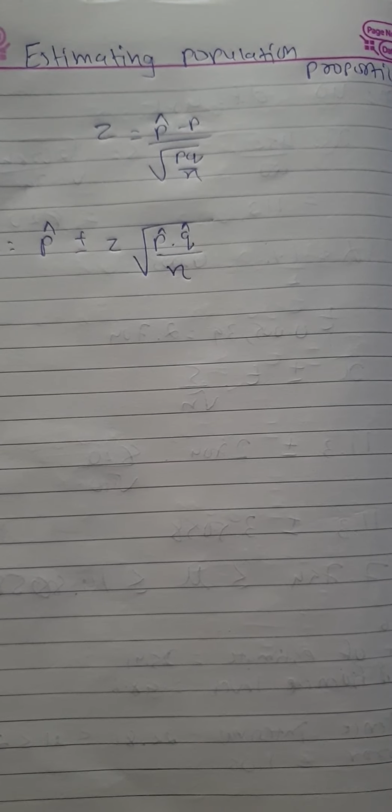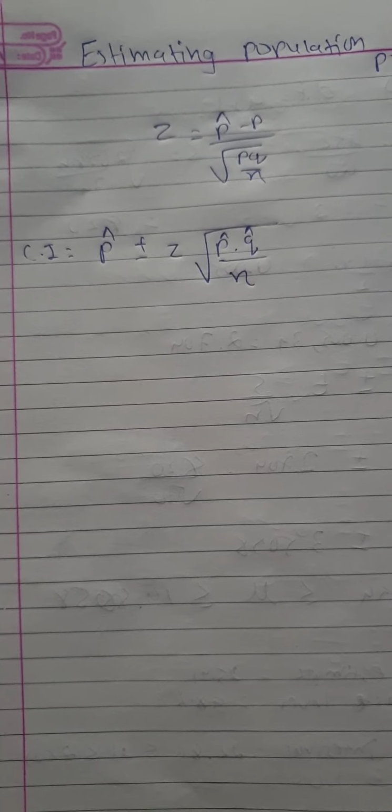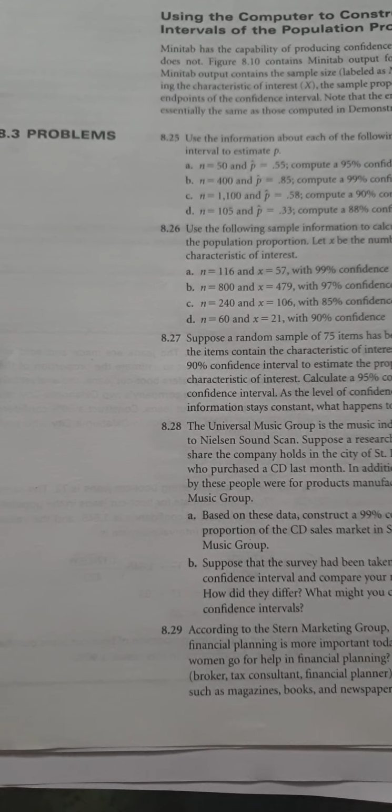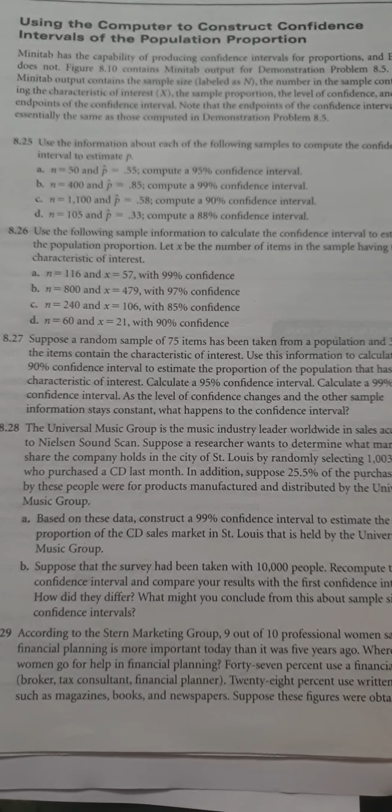Hello everyone, now we are going to learn estimating the population proportion. Here is the formula for the population proportion, and the confidence interval formula is also given over here. Now let's start our exercise number 8.3, sum number 8.25.